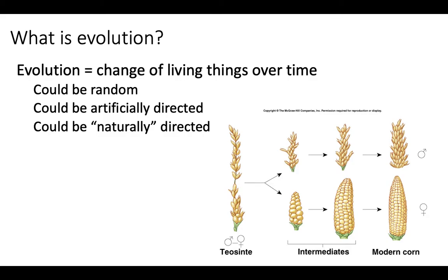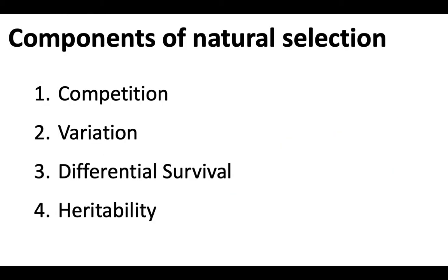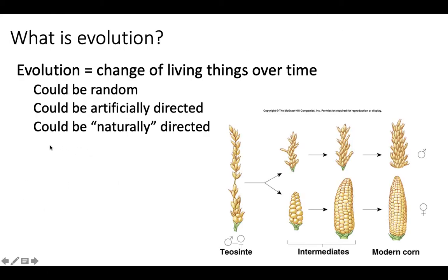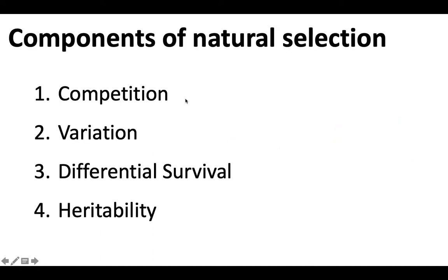Nature itself doesn't have a conscious mind. It's not making these choices actively, but moments in nature, disruptions, natural disasters, can, quote, decide who lives and who dies and who mates with one another and who doesn't. So I like to break natural selection up into 4 pieces. Natural selection is just the process by which evolution happens in a natural ecosystem, not directed by humans. I break it up into 4 pieces: competition, variation, differential survival, and heritability. Let's walk through each of those now.